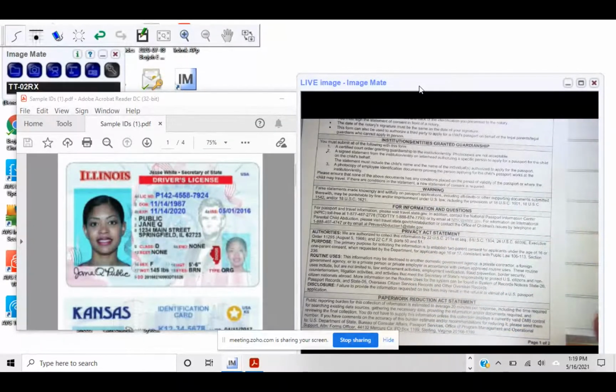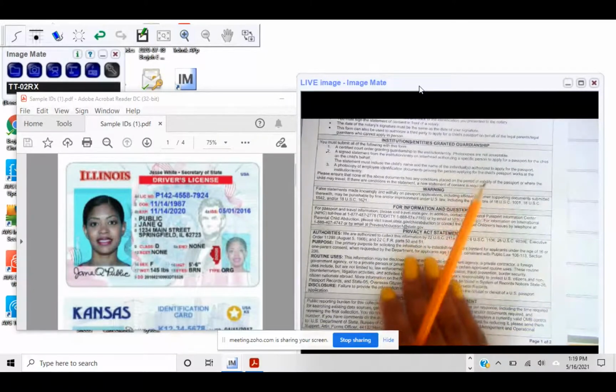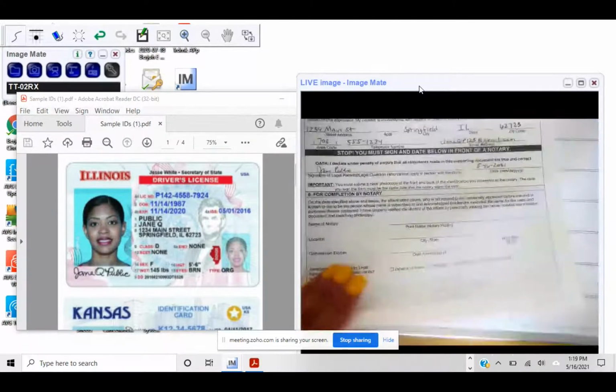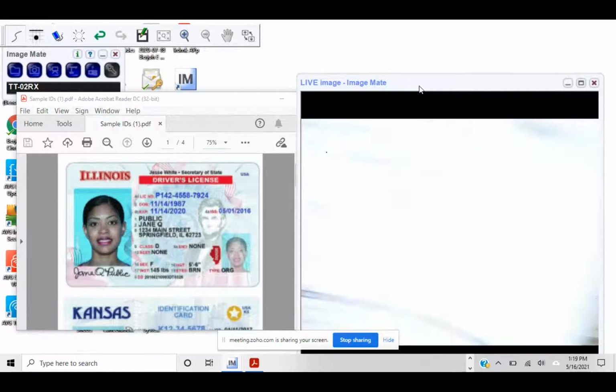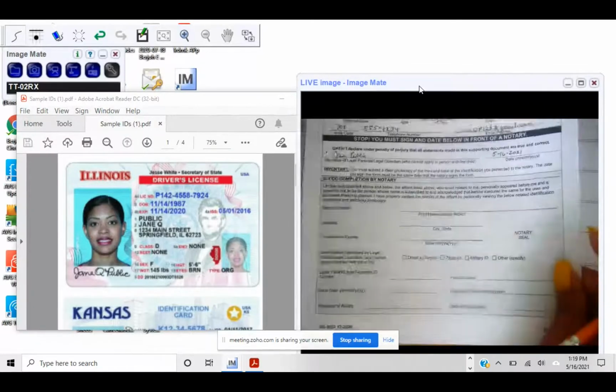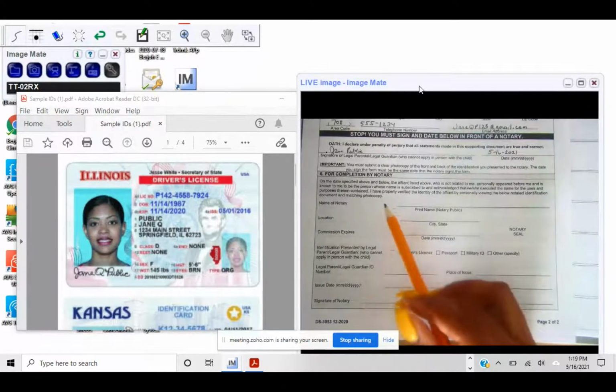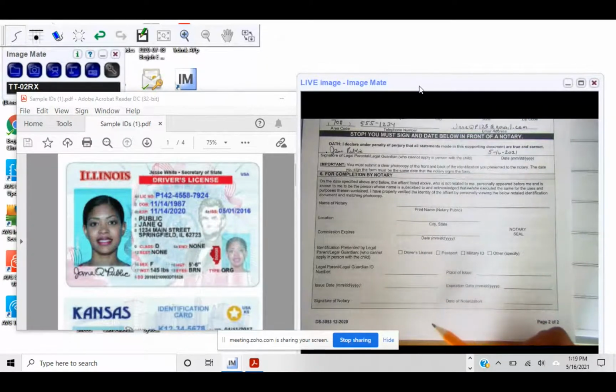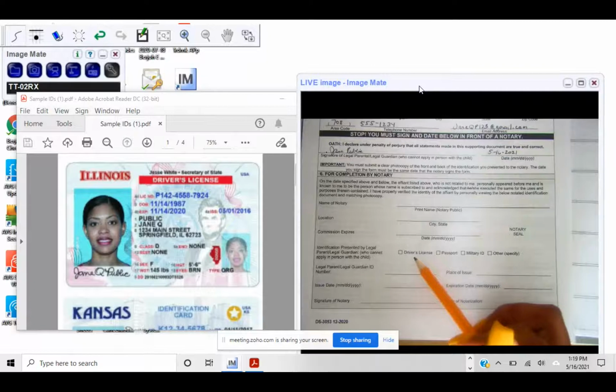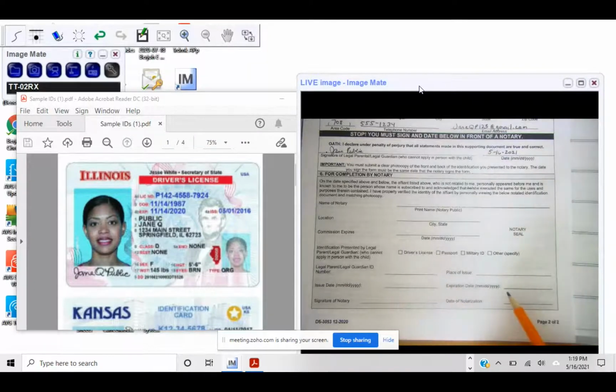Okay, so I do not see anywhere here where I cannot do that. So I'm going to go back to my form here. Okay. And you can go ahead and fill it out. And you're going to also have to record her identification information here too.